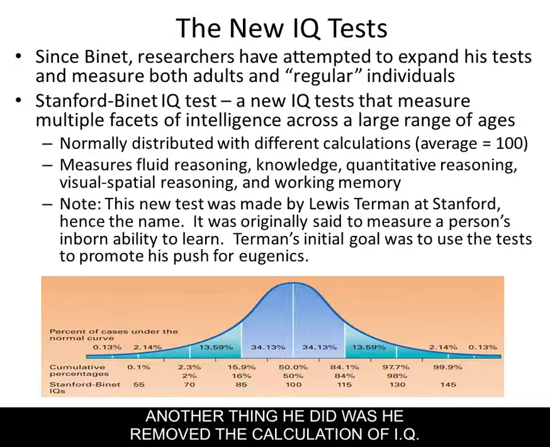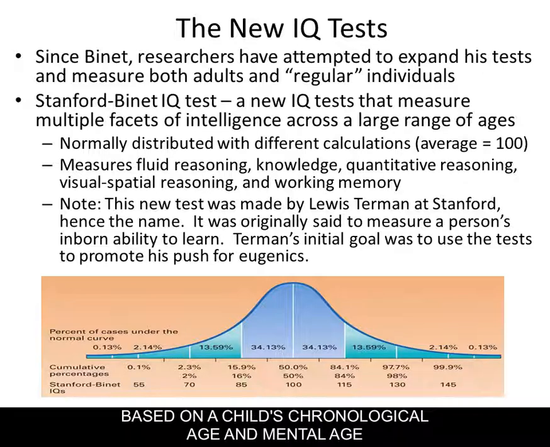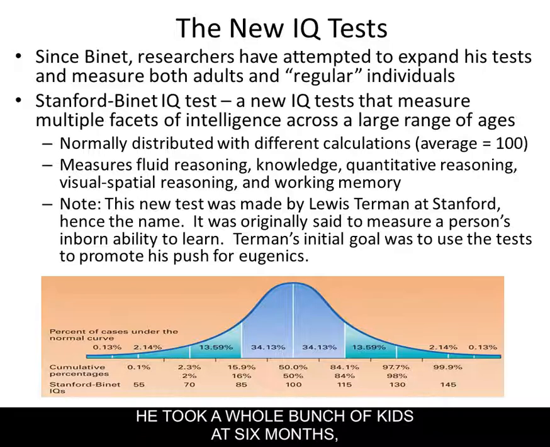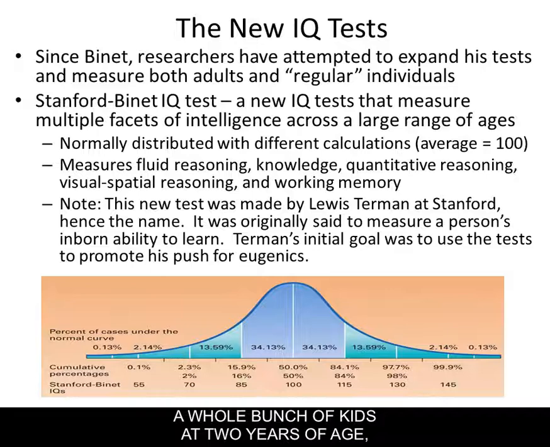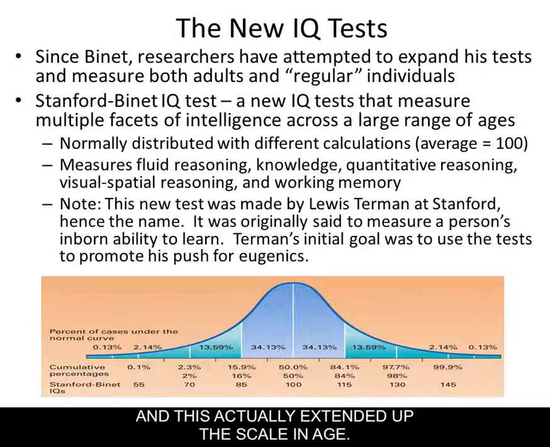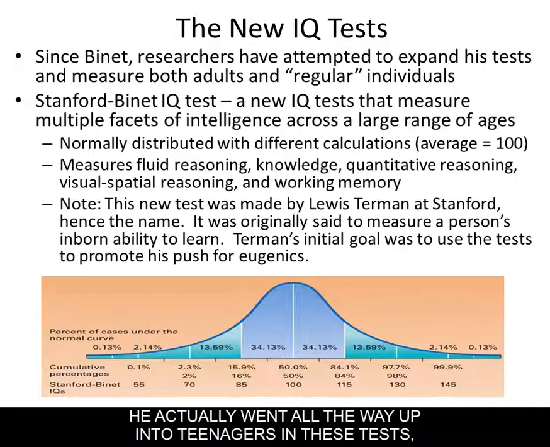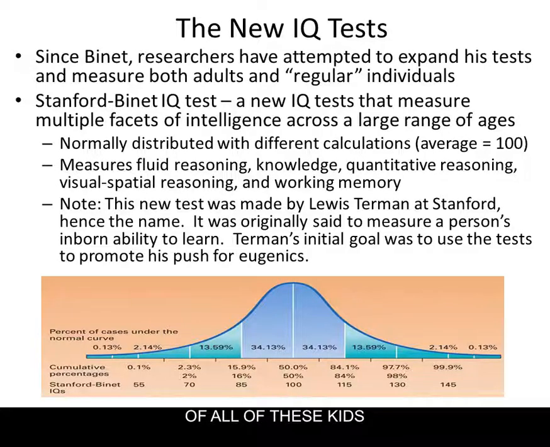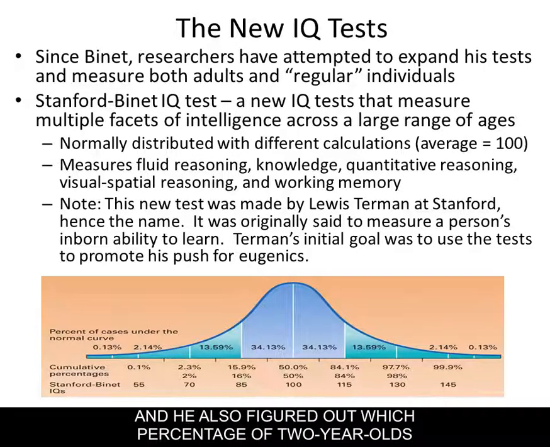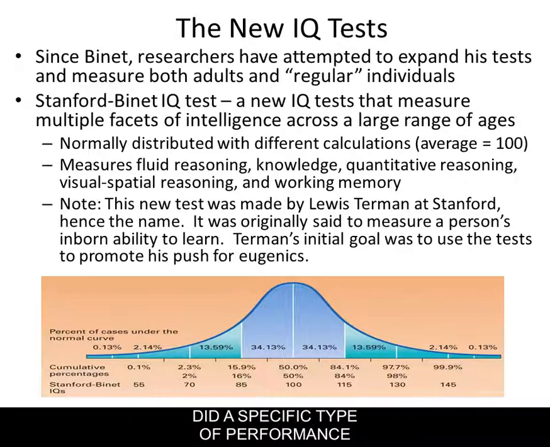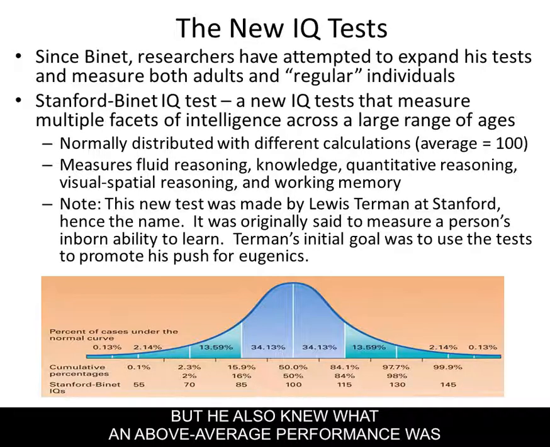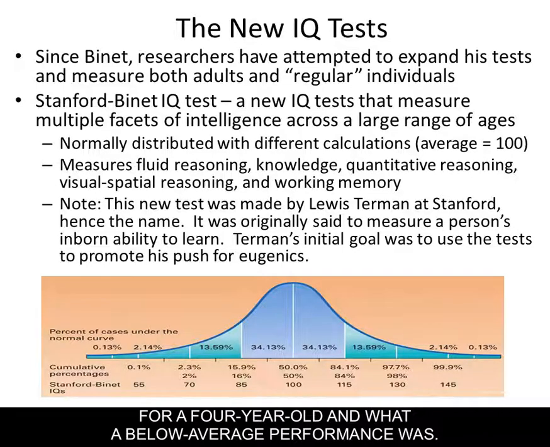Another thing he did was he removed the calculation of IQ based on a child's chronological age and mental age, and instead he standardized the test. And what that means is he took a whole bunch of kids at, say, 6 months, a whole bunch of kids at 10 months, a whole bunch of kids at 2 years of age, 4 years of age, and this extended up the scale in age. He went all the way up into teenagers in these tests, and he found the average performance of all of these kids, and he also figured out which percentage of, say, 2-year-olds did a specific type of performance in comparison to their peers. So he knew what the average performance was, but he also knew what an above average performance was for a 4-year-old, and what a below average performance was.